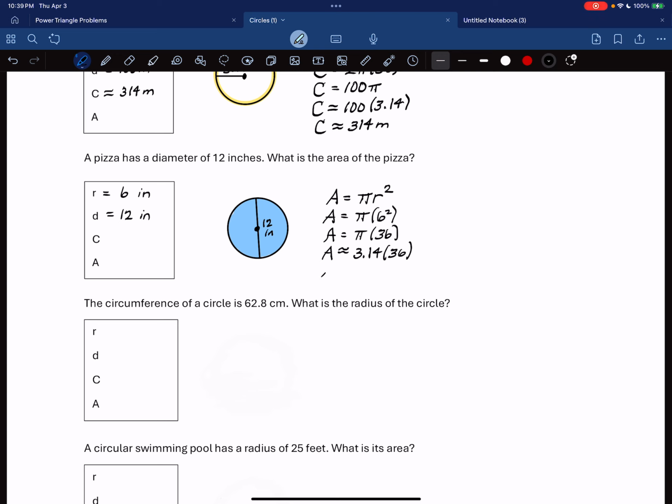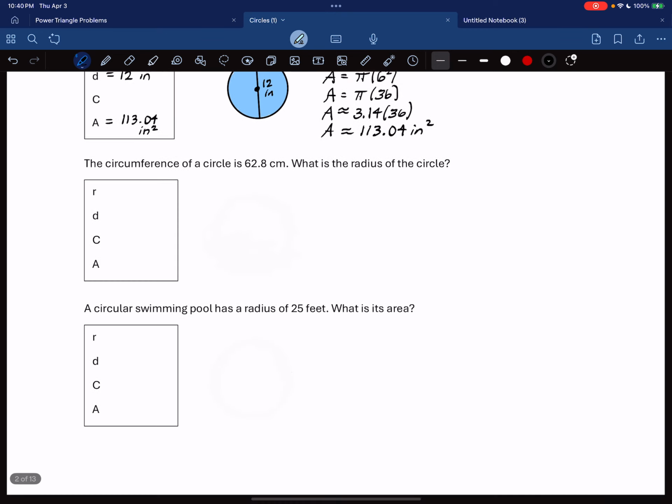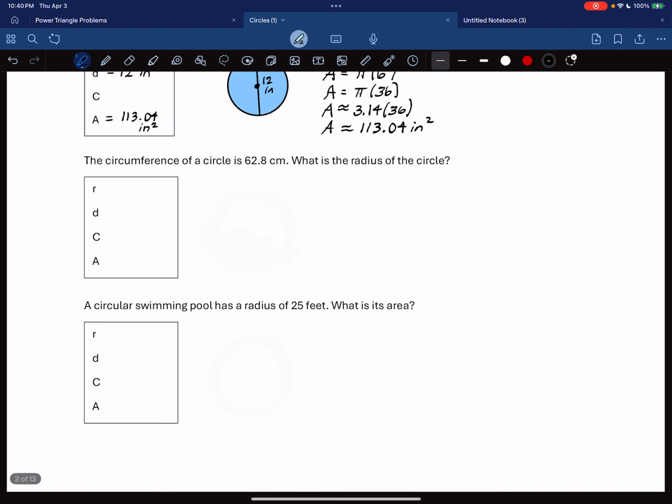I'm getting 113.04. So you get about 113 square inches of crust. I like this problem. You do not have to find circumference on this one. On the next one, however, we do.